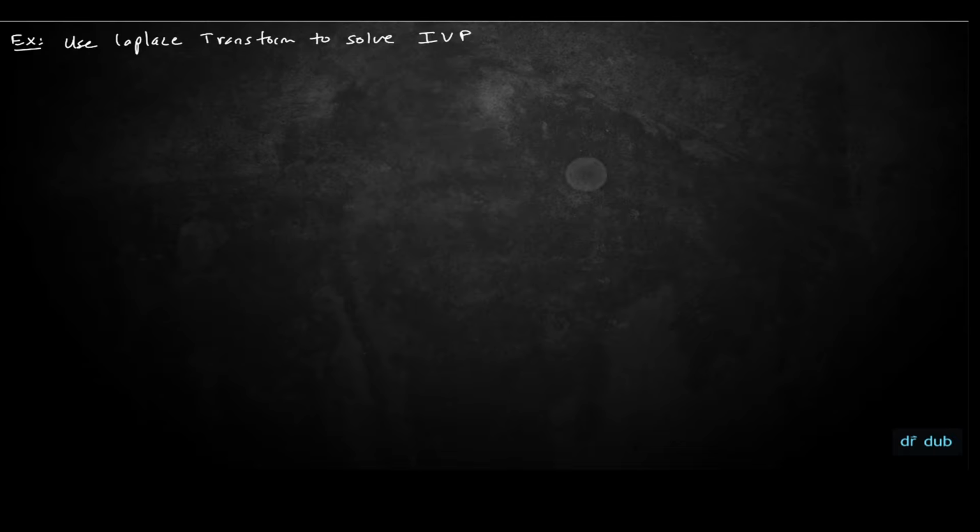So the IVP, write it over here, is y double prime minus 3y prime plus 2y equals 0. And initial condition y of 0 is 1, and y prime of 0 is negative 1.